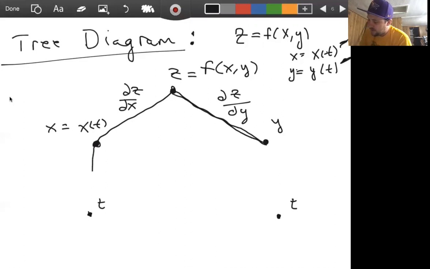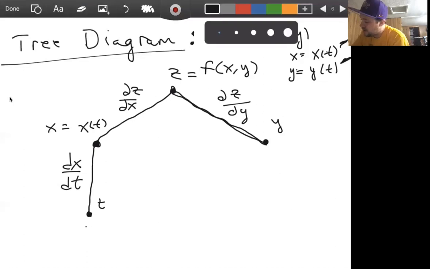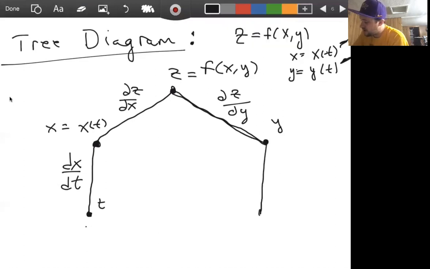And then what's the branch between x and t, right? Well, if we're going from x to t, this is the derivative of x with respect to t. It's not partial here because it's a single variable, right? And we have the similar picture on the right side. The branch from y to t will indicate by dy dt.